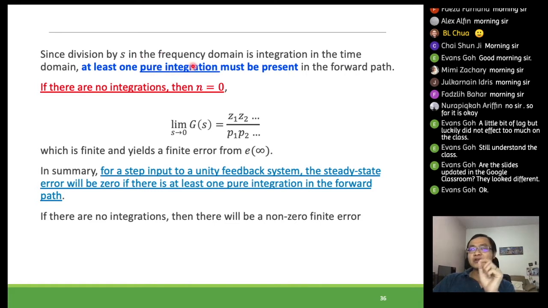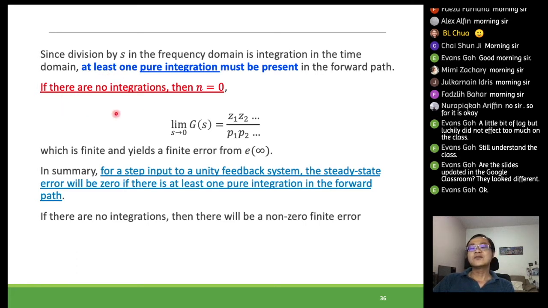If you recall the previous equations, remember when we put in an integrator, K over s, as our transfer function, we got a zero steady state error, and this is why. If we have at least one pure integrator, then we get a zero steady state error. What if there is no integrator?